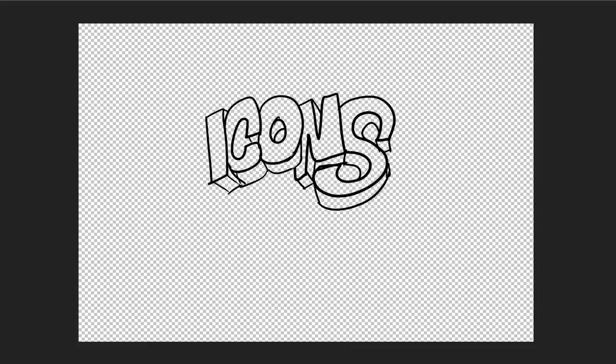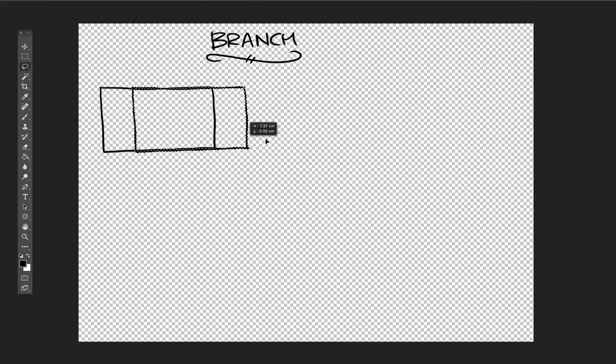Okay, the next thing I'm going to draw is a branch. Essentially it's a building, but most branches look similar. So we'll start with the rectangle, and put a rectangle on top.